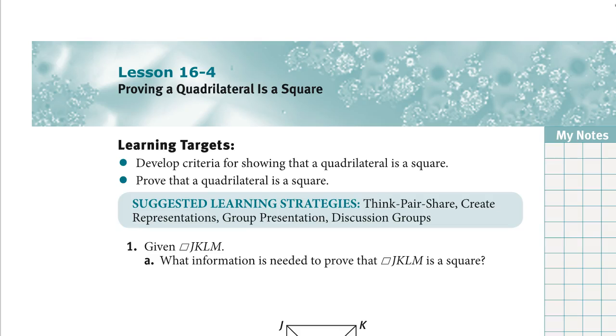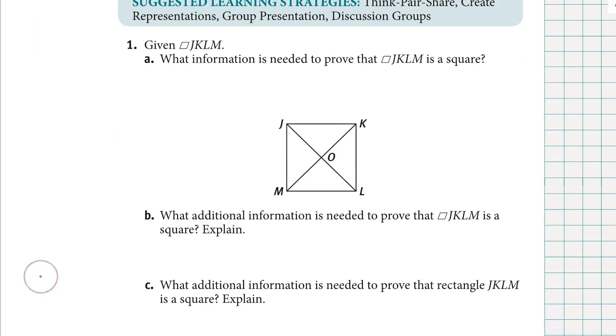This video is for lesson 16-4, proving a quadrilateral is a square. The learning goal is to develop criteria for showing that a quadrilateral is a square and then use those criteria. So let's first think about what a square is. A square is a parallelogram. It has four 90-degree angles and four congruent sides. A square is a rectangle and it's a rhombus.